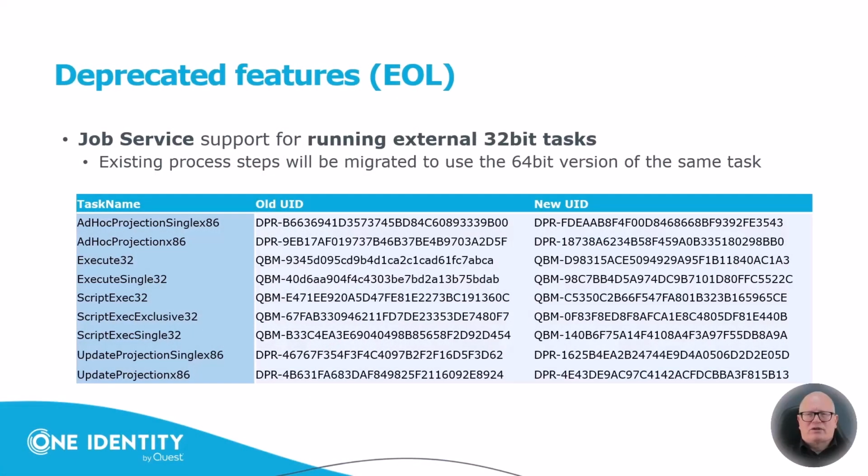With .NET 8 support, all 32-bit tasks are gone. And that means all the tasks you know from your process engine development are not available any longer. Process steps like ad hoc projection x86 or execute 32 or execute single 32 or script exec 32, all of these components are not available any longer. The migration will automatically move process steps which are using them to their 64-bit version colleagues. 32-bit processes are not available any longer.